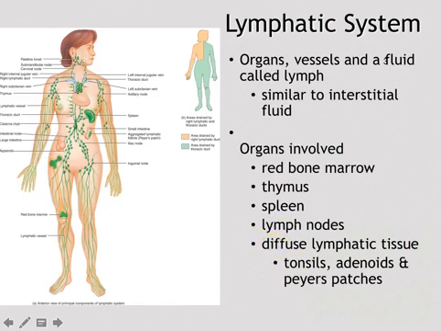What separates these diffuse lymphatic tissues from the other ones, from the red bone marrow, thymus, spleen, and lymph nodes, is that the diffuse lymphatic tissue does not have a capsule around it. That's why they're diffuse. It's more a collection of cells working together versus something that has a connective tissue wrapping around it. So basically there's no connective tissue around the diffuse lymphatic tissue.